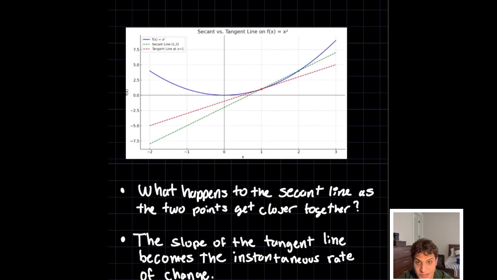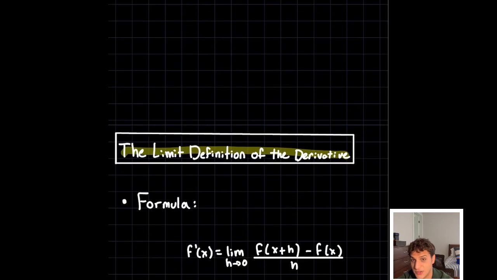So my question to you guys is, from the graph you're looking at right now, what happens to the secant line as the 2 points come closer? It becomes a tangent line. The slope of this tangent line is the instantaneous rate of change. That's the derivative. We can also define this slope mathematically with the limit definition of a derivative.